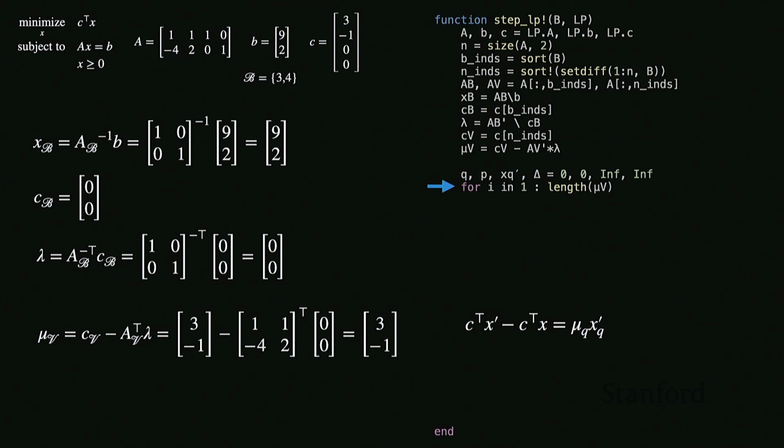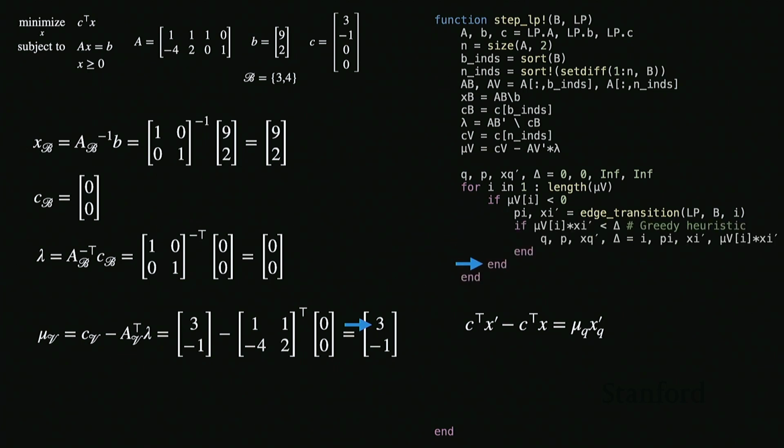So as we go through each of these components, we're checking first, is mu v i less than 0? Why do we care if it's less than 0? Remember, that's the only way that we get a decrement in the objective. So we're only going to look at these components of mu that are less than 0. In this case, we're looking at this first component here, which is 3. It's not less than 0, so we're just going to continue past that if statement and go back up to the top of our for loop.